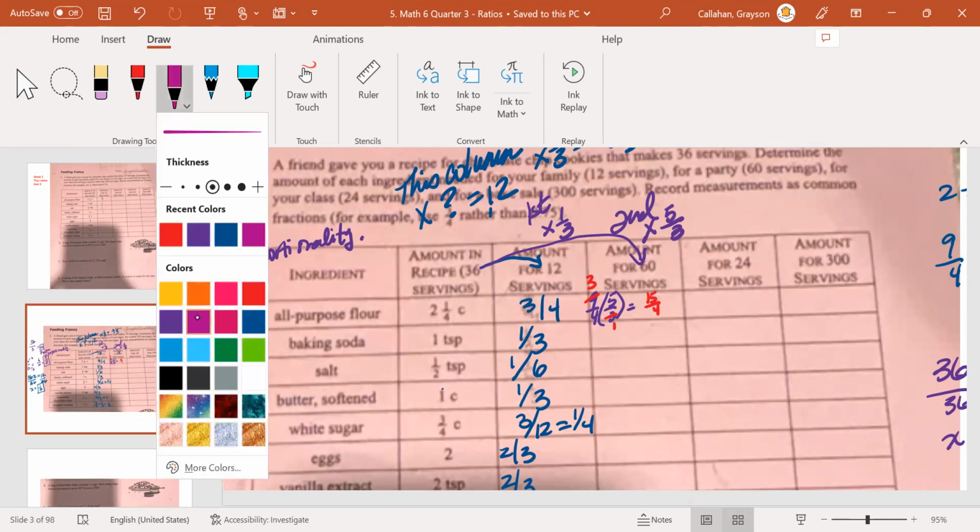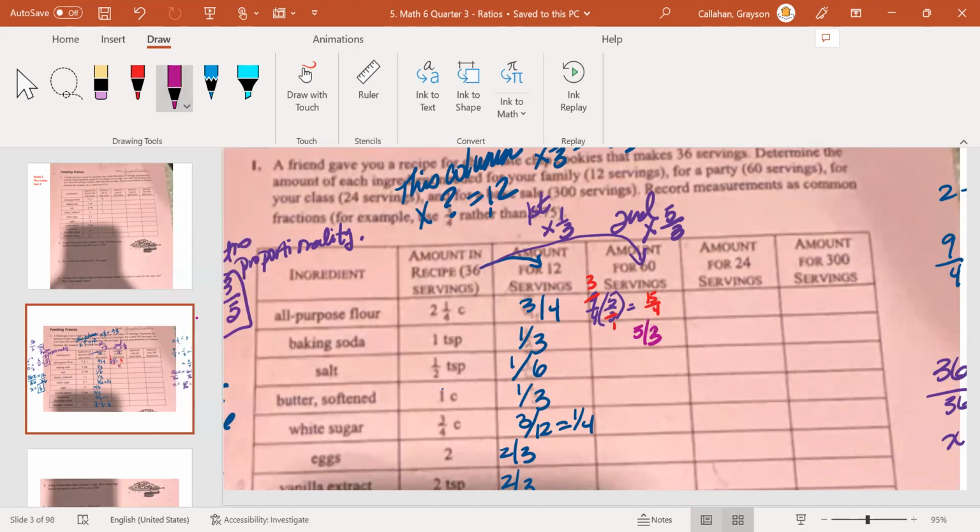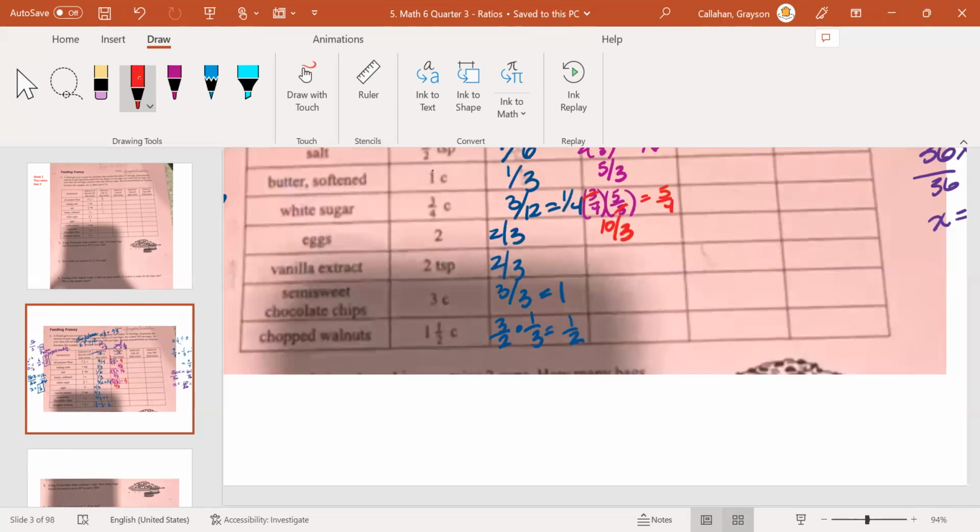Same thing on the next one. 1 times 5/3 is just 5/3, right? That doesn't change. 1/2 times 5/3 is 5/6. 1 times 5/3 is 5/3. 3/4 times 5/3, the 3 and the 3 cancel. Do you see that? So that's just 5/4. 2 times 5/3 is 10/3. 2 times 5/3 is 10/3. 3 times 5/3.